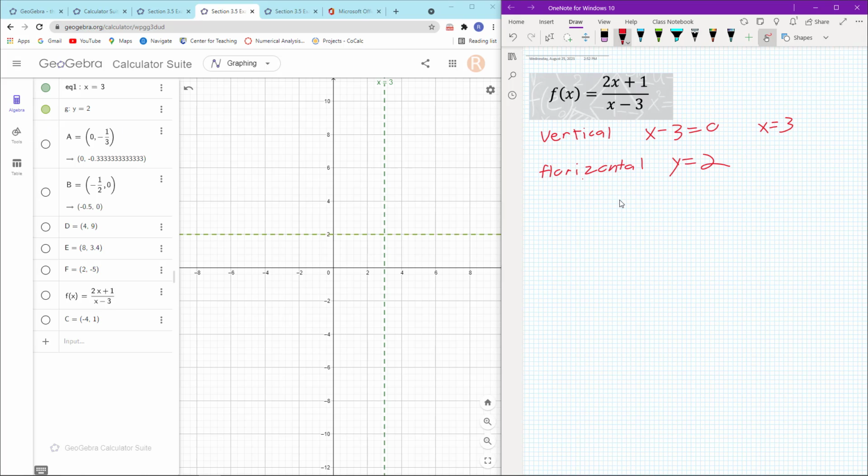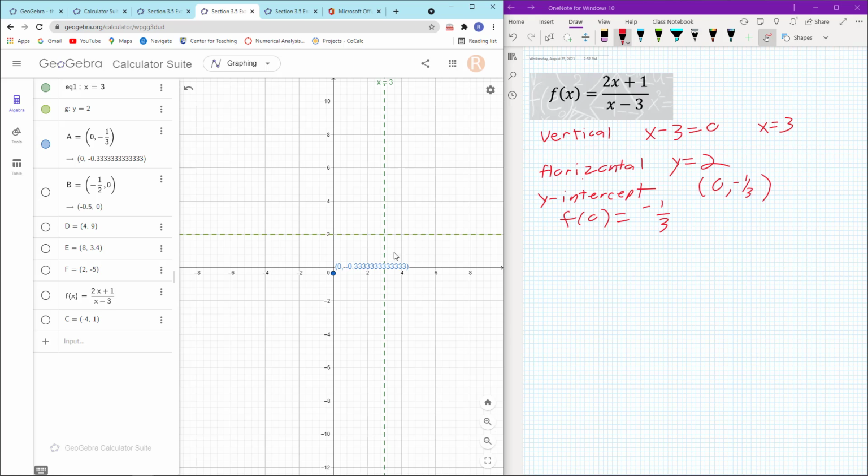Now we want to figure out where the y-intercept is. Well, that's just f of 0. And f evaluated at 0 is going to be -1/3. So the y-intercept will be (0, -1/3), which is right down here.